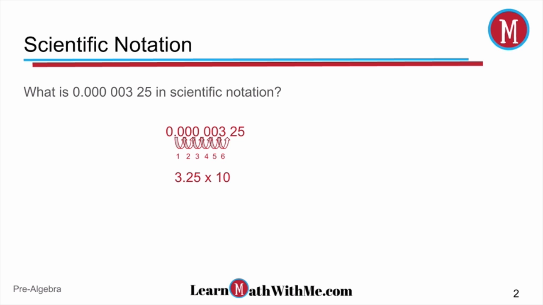Now to figure out our exponent, we know it moved 6 positions, but the question is, is it a negative or a positive exponent? And the way I always remember is when I look at the original number, it is a decimal. It's a very small number. A decimal is a small number compared to a whole number. So I'm going to make the exponent negative. It is negative 6. So our answer is 3.25 times 10 to the negative 6.